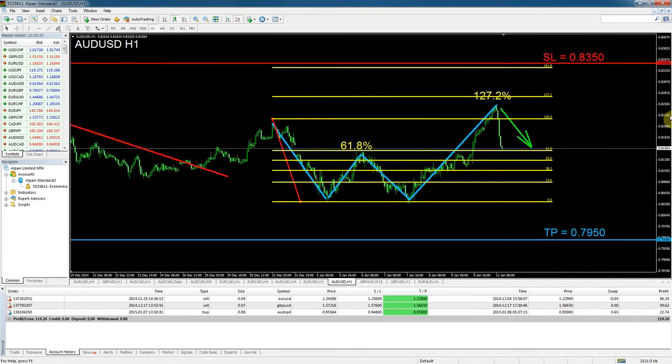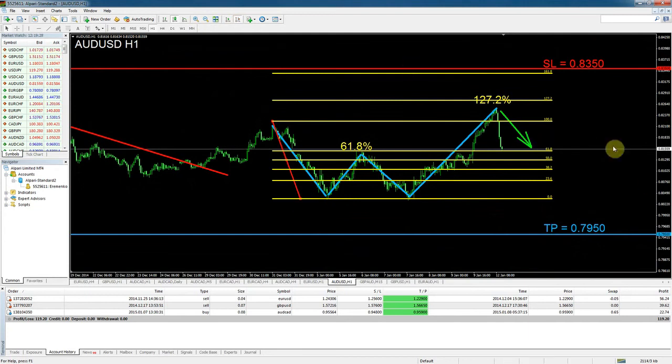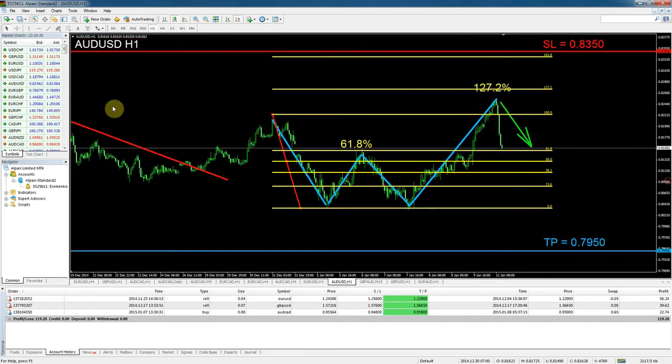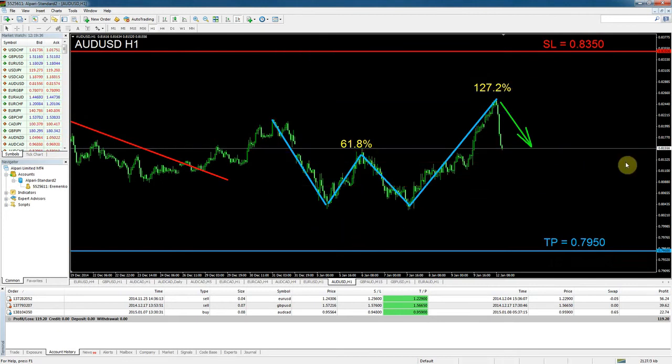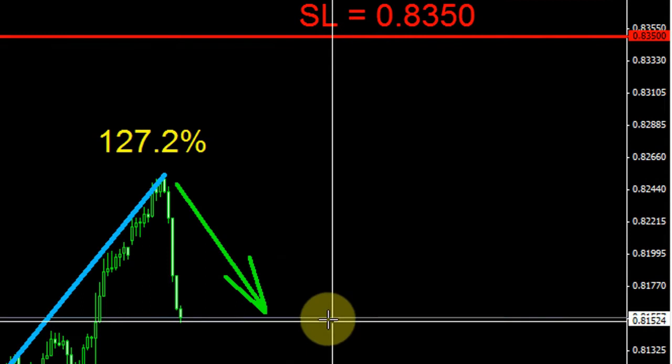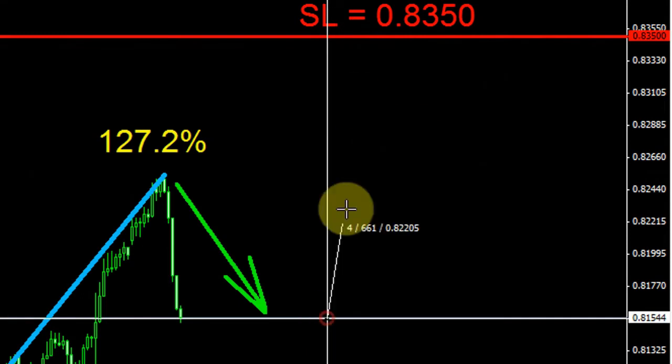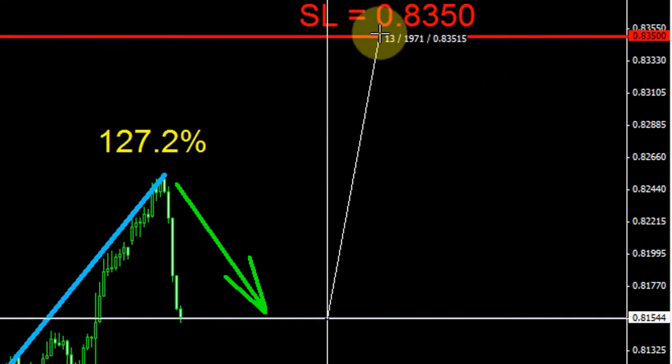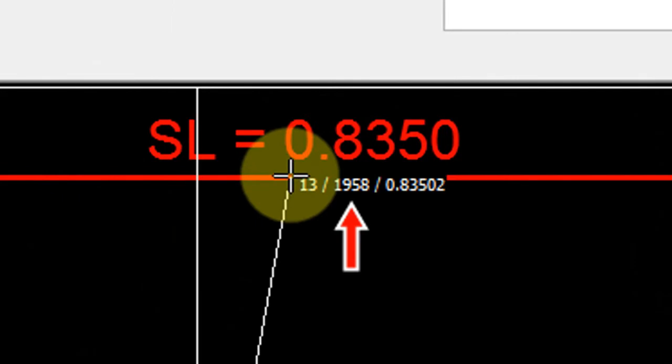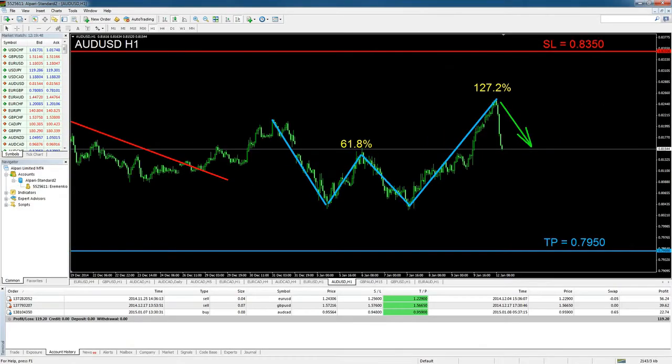So right now we're ready to set our order. I'm just going to delete these Fibonacci lines. The last thing that we want to do is measure our stop loss, because we'll need that for the risk calculation. Right now there's about 195 pips in the stop loss. Let's remember that number and move on to calculating our lots.